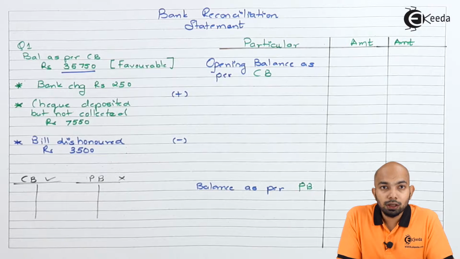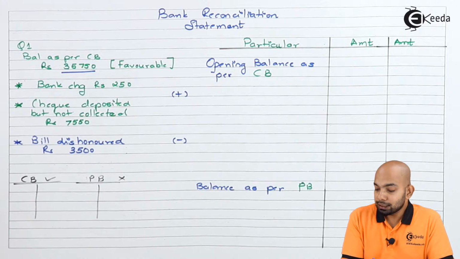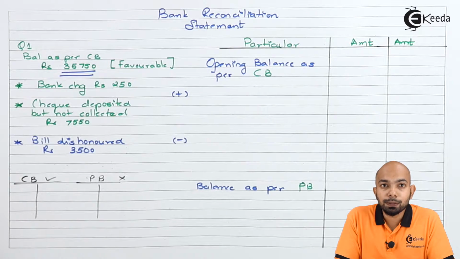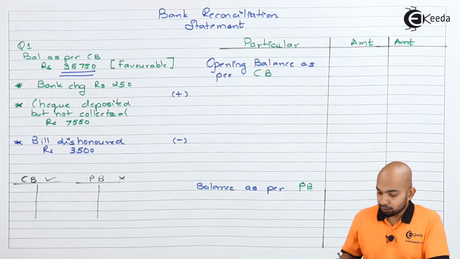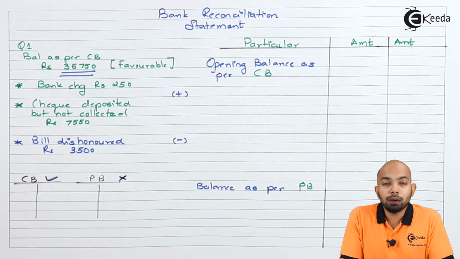How to solve this? So first, let's decide whether the favorable balance refers to the cash book or the passbook. Yes, so the balance which has been mentioned as 35,750 is a favorable balance as per cash book. That means cash book is the correct book and passbook is an incorrect book. So we have already mentioned in the sheet here the cash book and the passbook format, which says cash book being a positive book and passbook being the negative book.